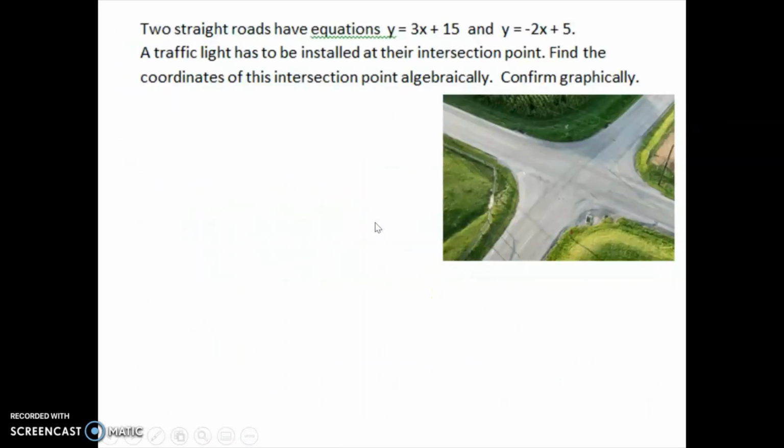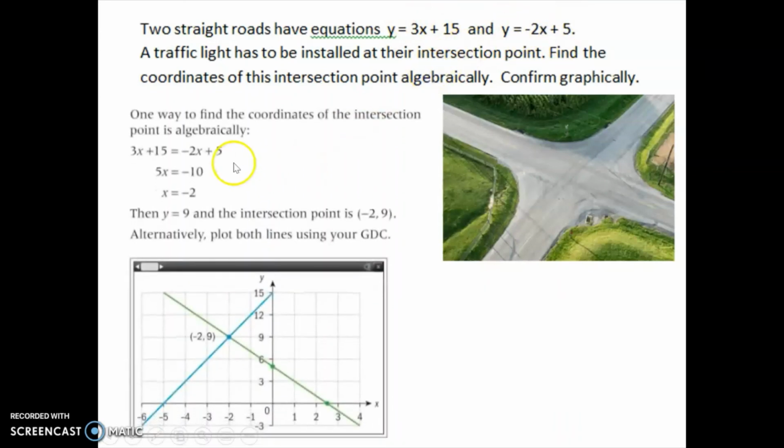All right, last question, I believe. We have two straight roads with these two equations. They meet, and there will be a traffic light installed at this intersection. Find the coordinates of this intersection point. In other words, when does this line equal this line? Set these two equations equal to each other and actually find the coordinates.